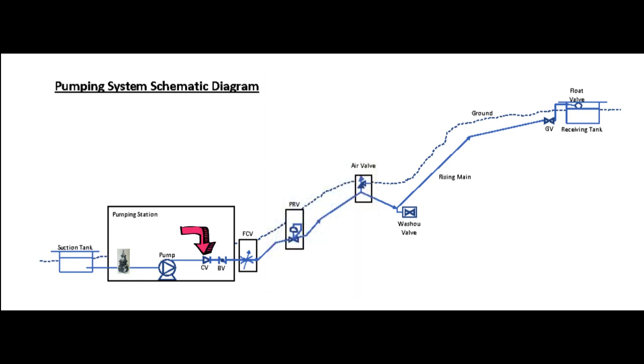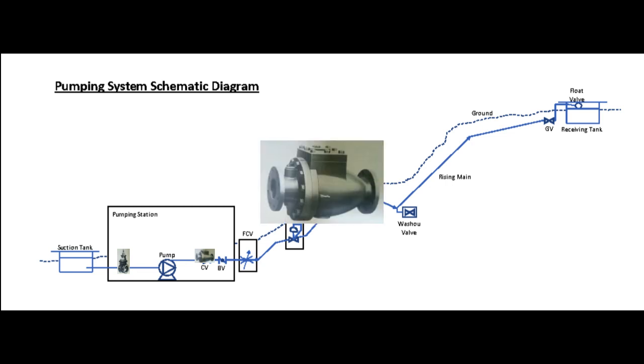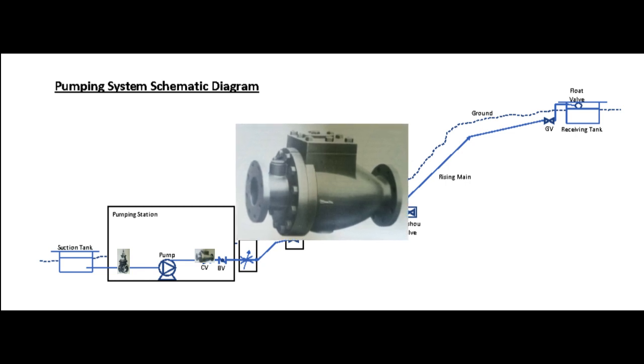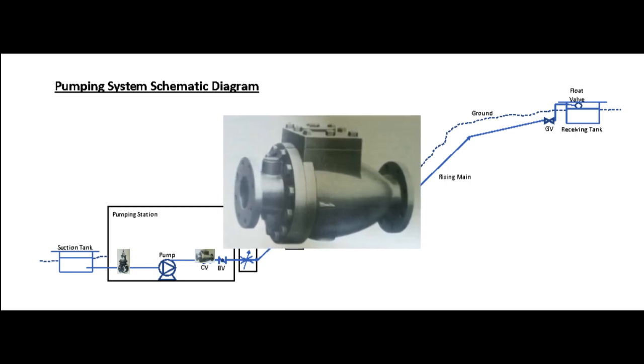Check valve. A check valve is installed downstream of the butterfly valve to prevent backflow. This valve is particularly important if there are pumps operating in parallel, to avoid short circuit and protect the pump from any damage due to surge events.